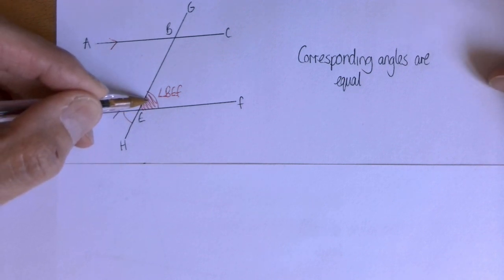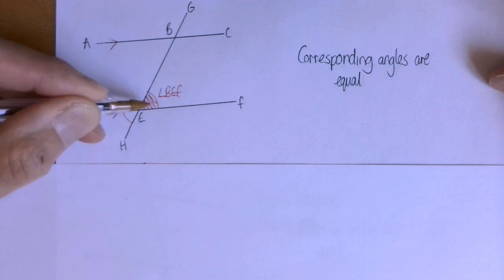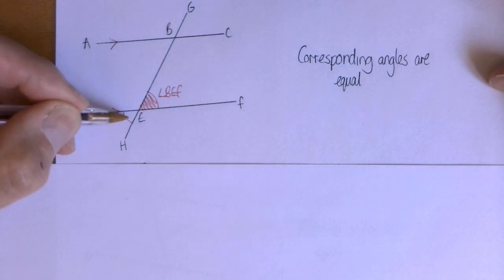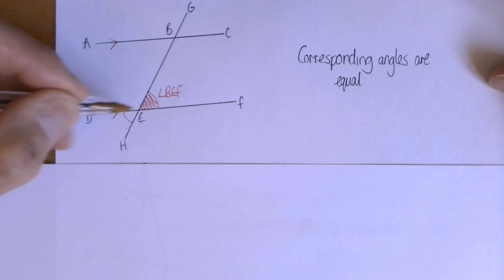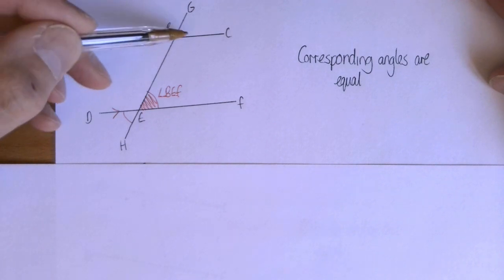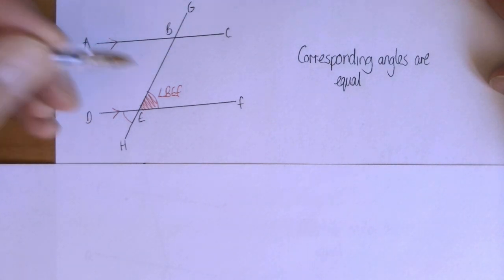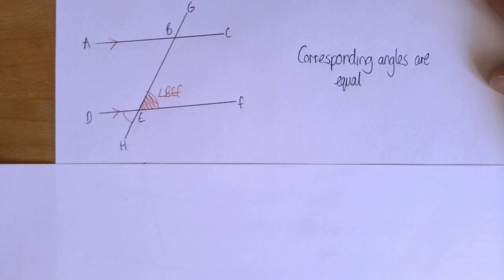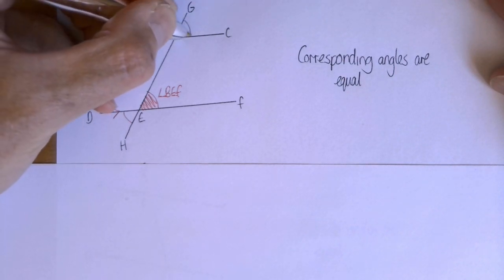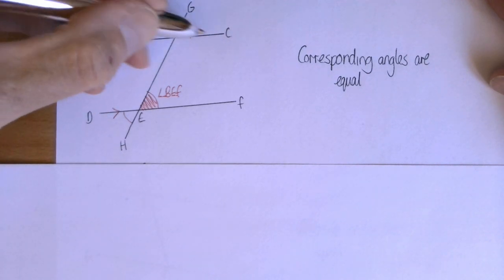I know that angle BEF is the same as angle DEH. That's nothing to do with parallel lines. That's because I know that vertically opposite angles are equal. That's another angle rule. But I'm more interested in the angles up here that are the same. And the angle that corresponds to angle BEF is this angle here. This is angle GBC.